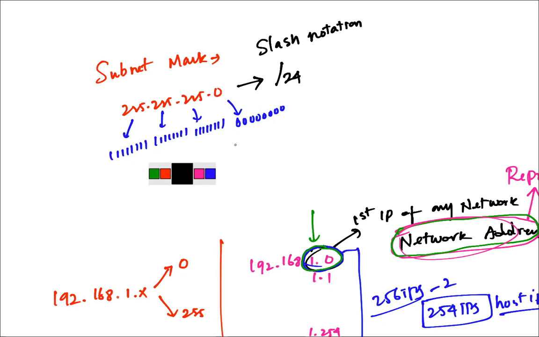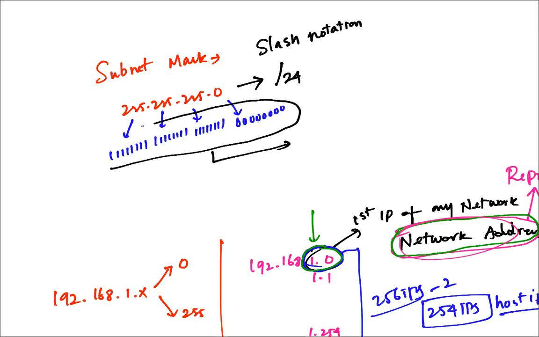Correct? Now say this is the binary format of my subnet mask. And how many ones do I have? I have 24 ones, right? 8 plus 8 plus 8. And we don't have any ones over here, so 0 ones here. So 8 plus 8 plus 8 plus 0 gives me 24. Which means if I say slash 24, that is nothing but the number of ones that I have in my subnet mask. When I convert my subnet mask into binary, the number of ones that I have, that is what slash notation is.